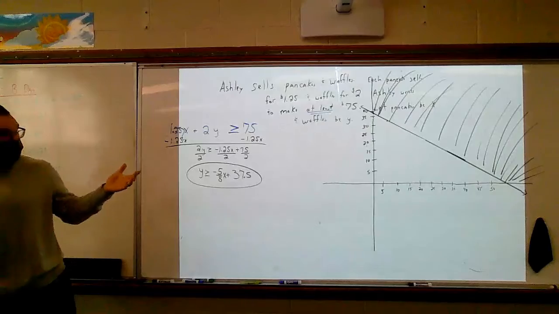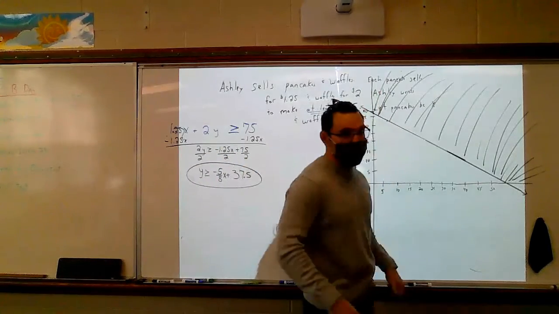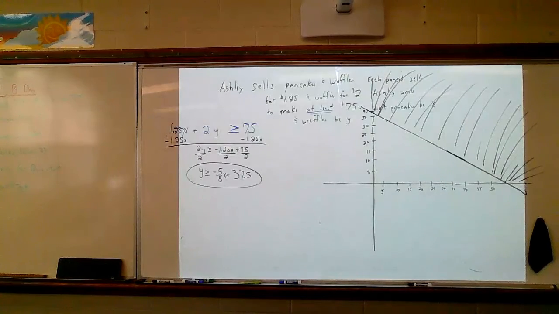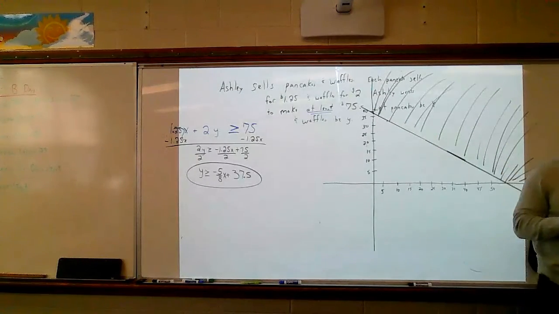We can't have negatives, so I'm not going to have a negative pancake. I'm not going to have a negative waffle. So what's wrong with this graph? Well, this shows me every possibility. Correct? Well, can I sell 37 and a half waffles?